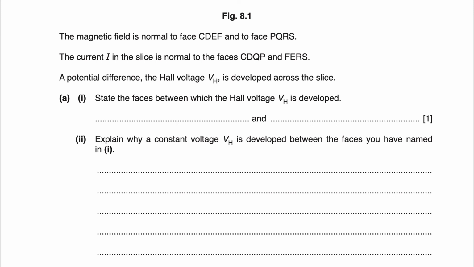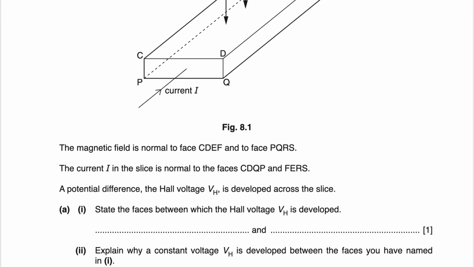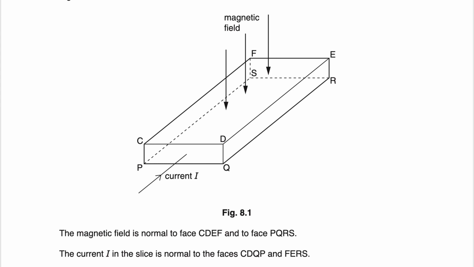A potential difference, the Hall voltage, is developed across the slice. State the faces between which the Hall voltage is developed. Now we have to use the hand law, left hand or right hand; I'll let you choose yourself. The magnetic field and current are perpendicular, they cover two axes. The Hall voltage will be developed in the third axis, so in this direction. So what are the faces? DERQ and CFSP.